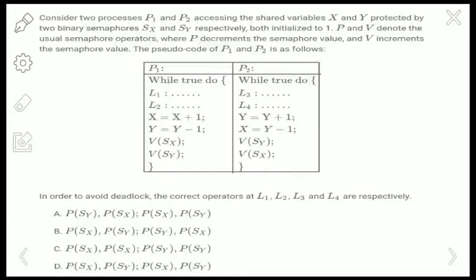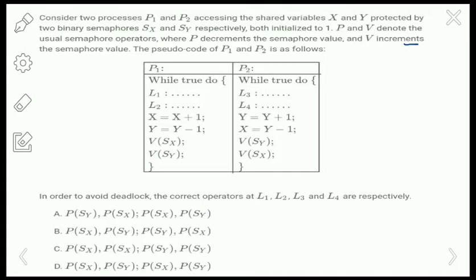In this question, consider two processes P1 and P2 accessing the shared variables x and y, protected by two binary semaphores Sx and Sy respectively, both initialized to 1. So Sx equals 1 and Sy equals 1. P and V denote the usual semaphore operations, where P decrements the semaphore value by 1 and V increments the semaphore value by 1. The pseudocode of processes P1 and P2 is given below.